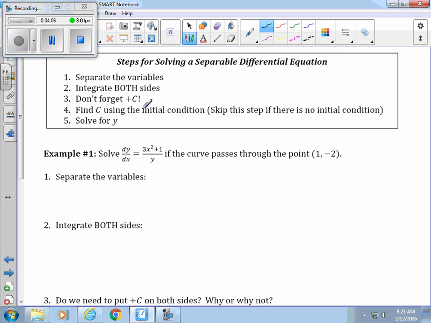Step 1, you separate the variables. And I'm going to put only by multiplication. You can't add or subtract them to separate them, and I'll show you what I mean by that. Mathematically, you should know that when we start looking at the equations, but some people try to mess that up. Step 2, integrate both sides. Don't forget the plus c. Step 3, find the plus c using the initial condition. If there's no initial condition, then skip that step and leave it as a plus c, and then solve for y.